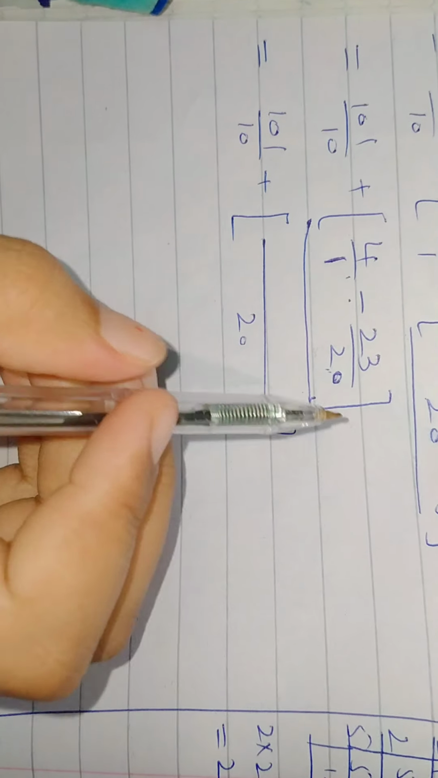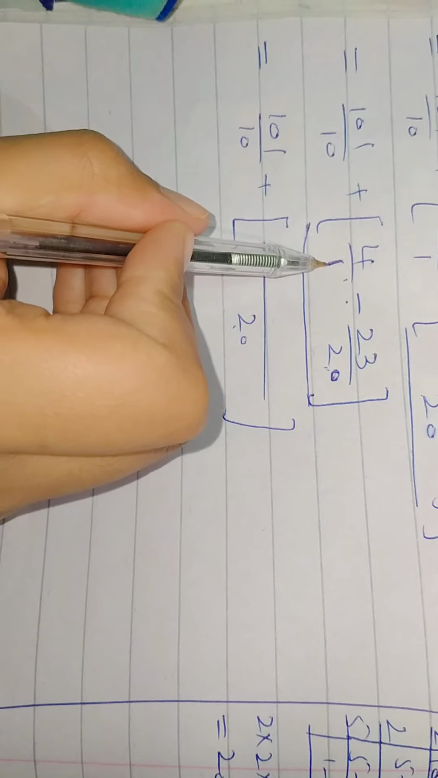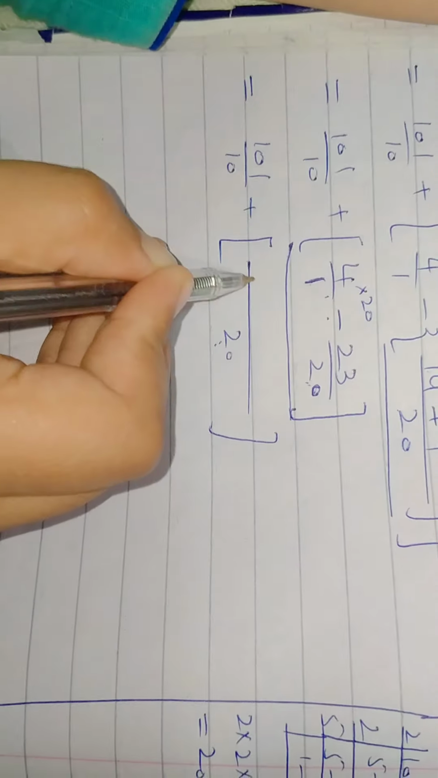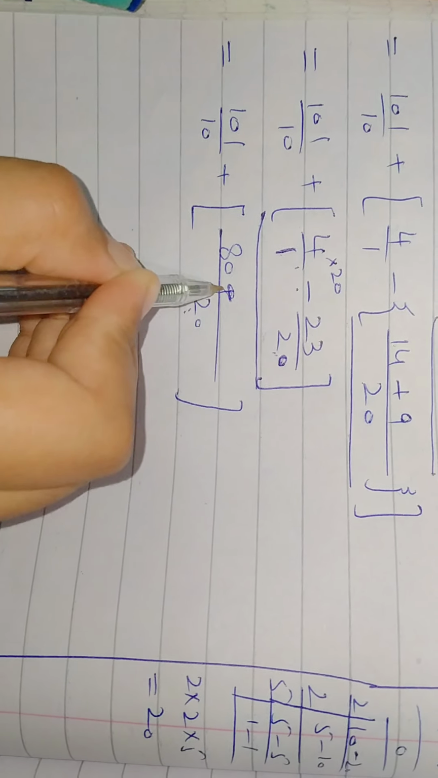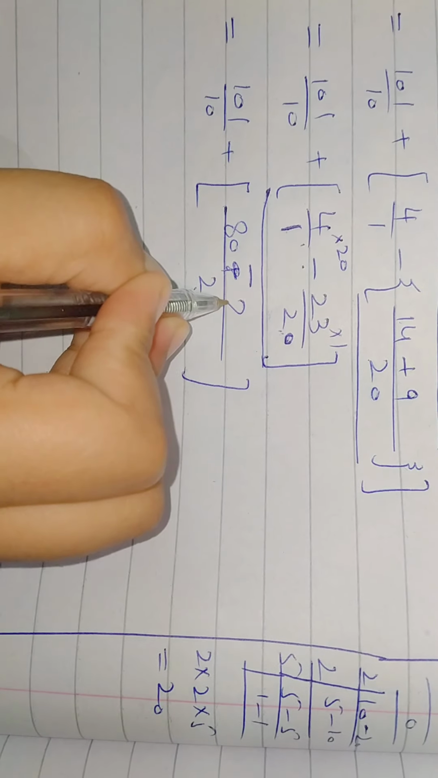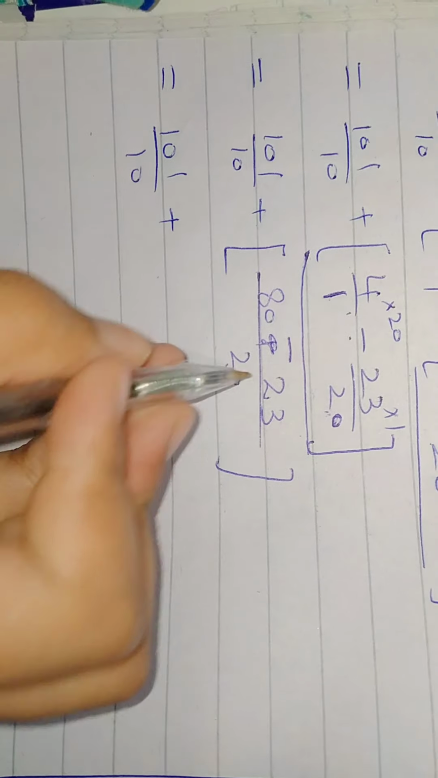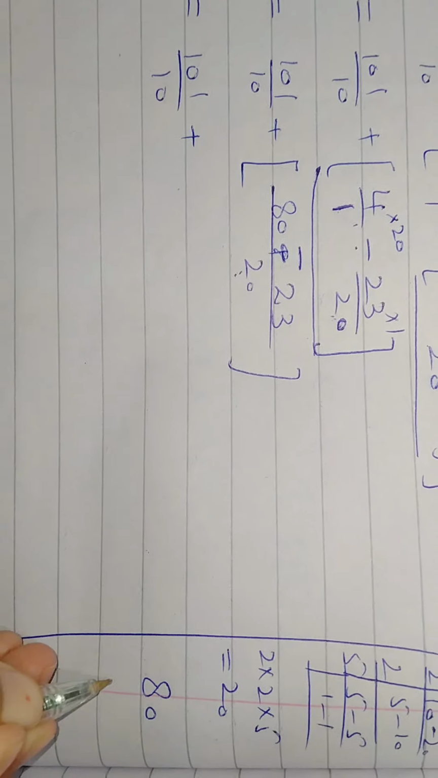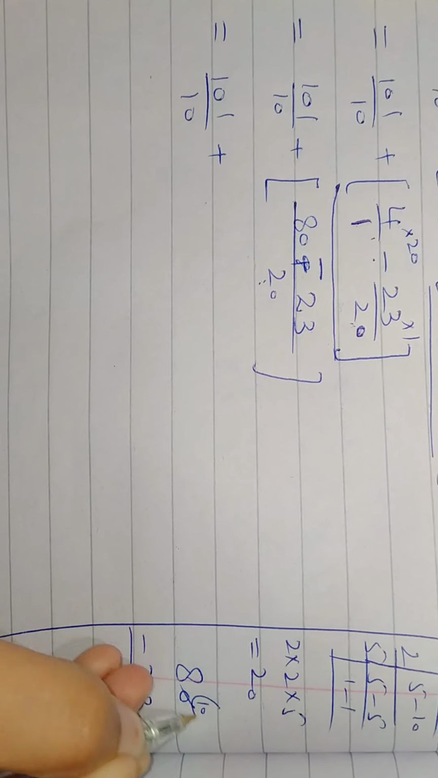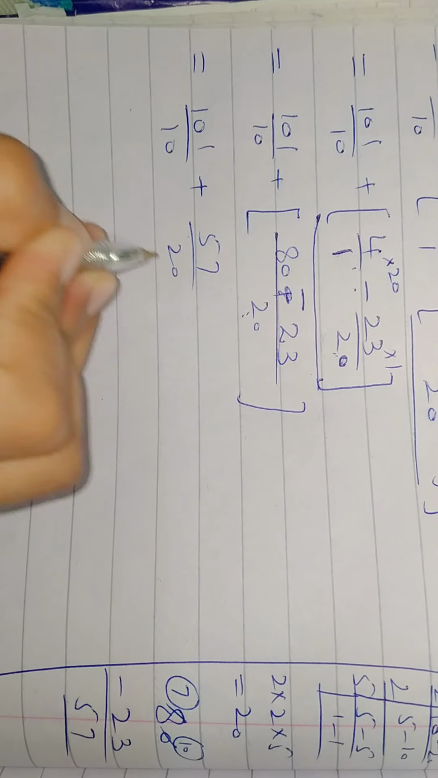We have to divide the denominator into the LCM. Denominator is 1 and LCM is 20. 20 1s are 20, the answer is 20. 4 20s are 80. Sorry, there is a subtraction sign. 20 1s are 20, so 1, 23 ones are 23. Now we have to subtract 23 from 80. 1 borrow, 7 left, 57 by 20.